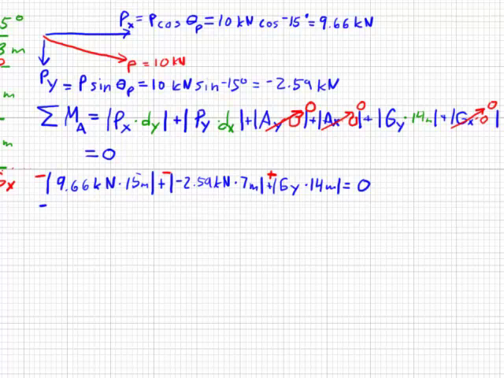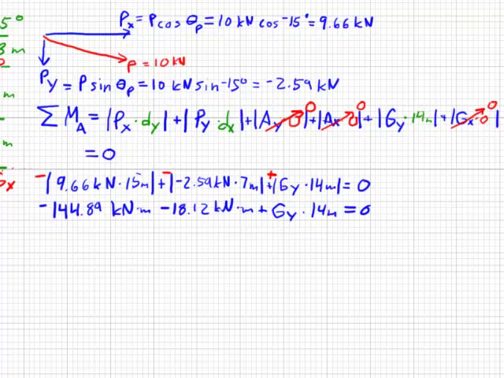Writing all of these, multiplying them out, we end up with negative 144.89 kilonewton meters minus 18.12 kilonewton meters plus Gy times 14 meters equals 0.